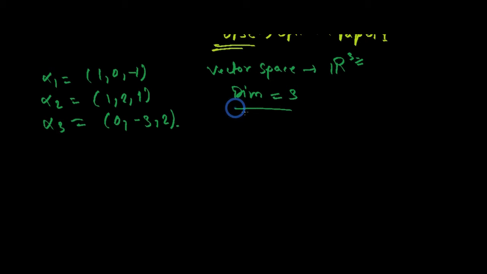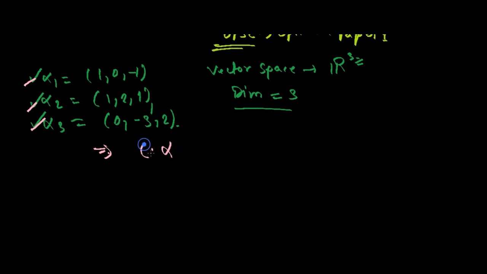So we need only 3 vectors in the basis, and as we know that alpha 1, alpha 2 and alpha 3 are all from R3, the only thing that is required to prove in order to show that these 3 vectors form the basis of R3 is that these 3 vectors are linearly independent. So what do we mean by this term, linear independence of vectors?